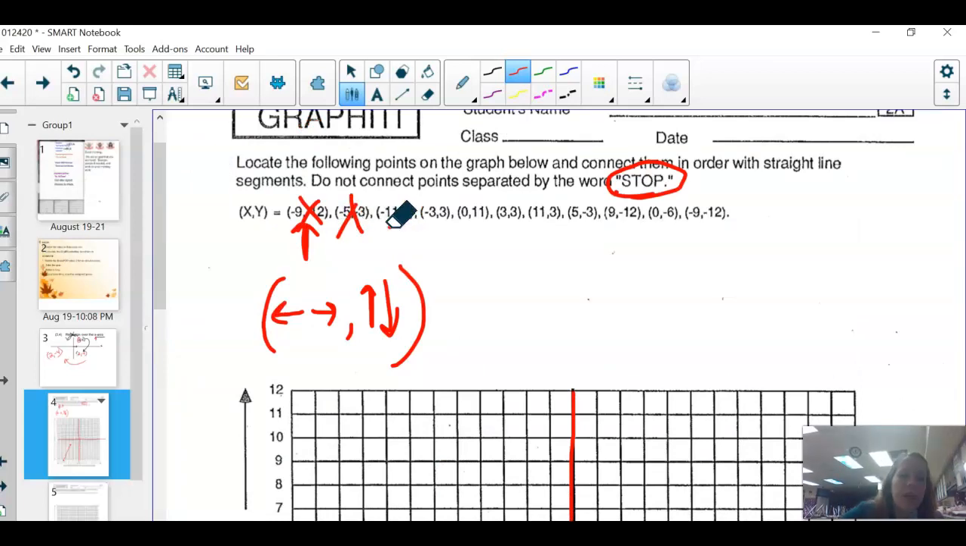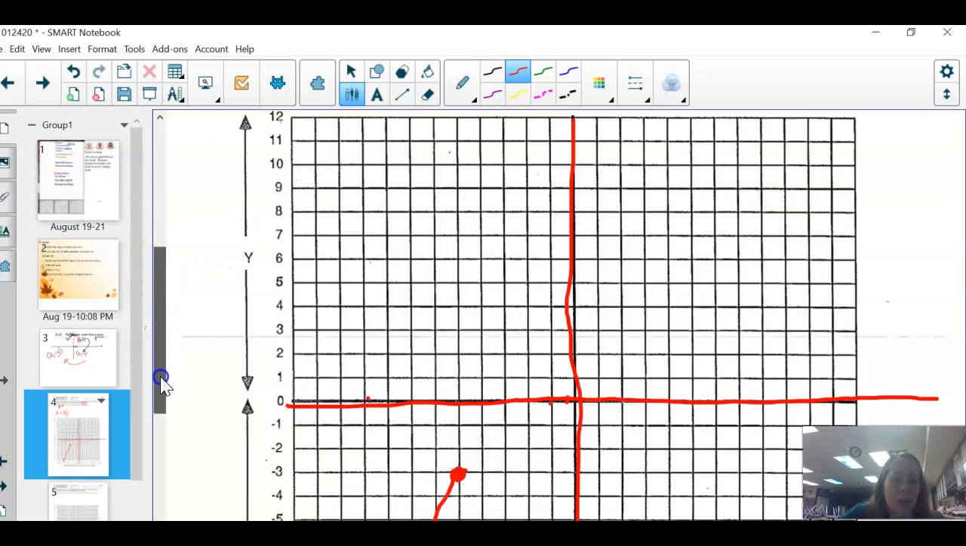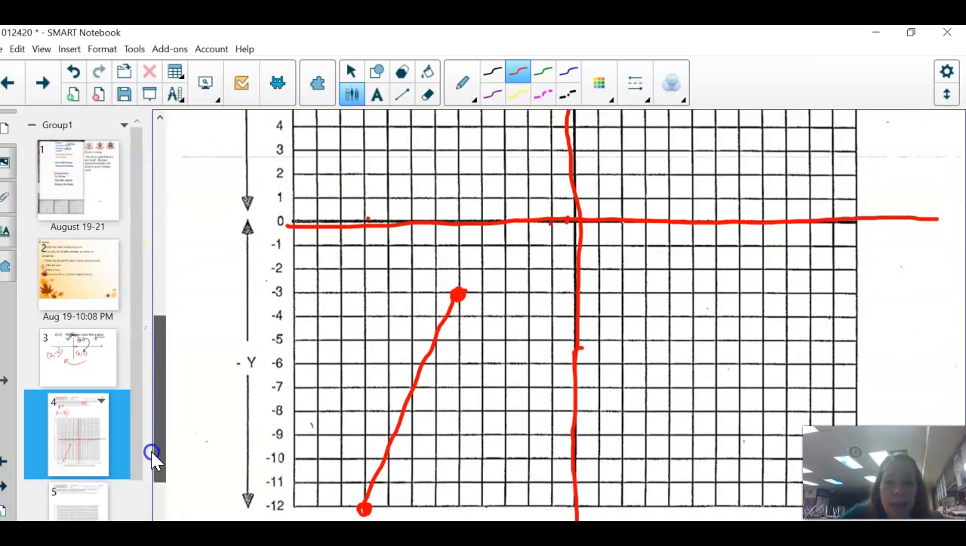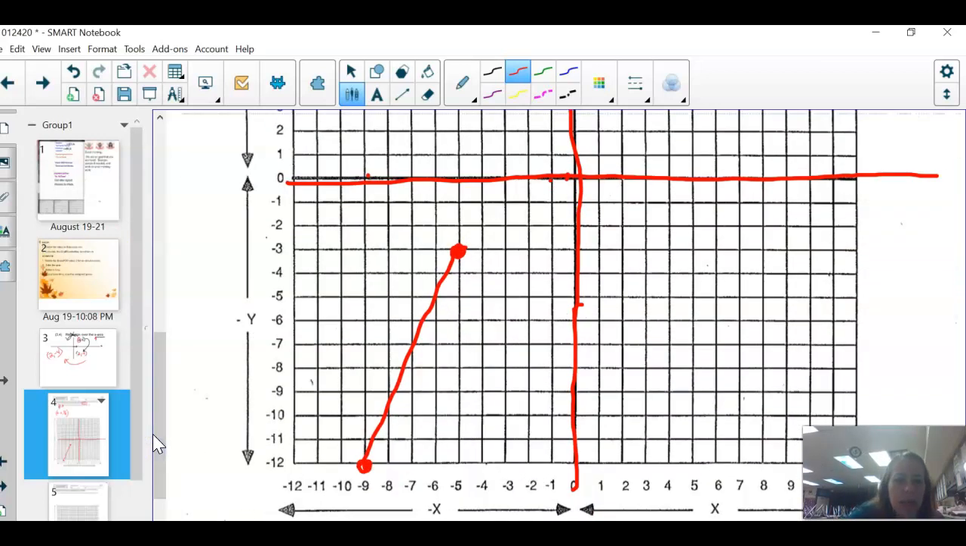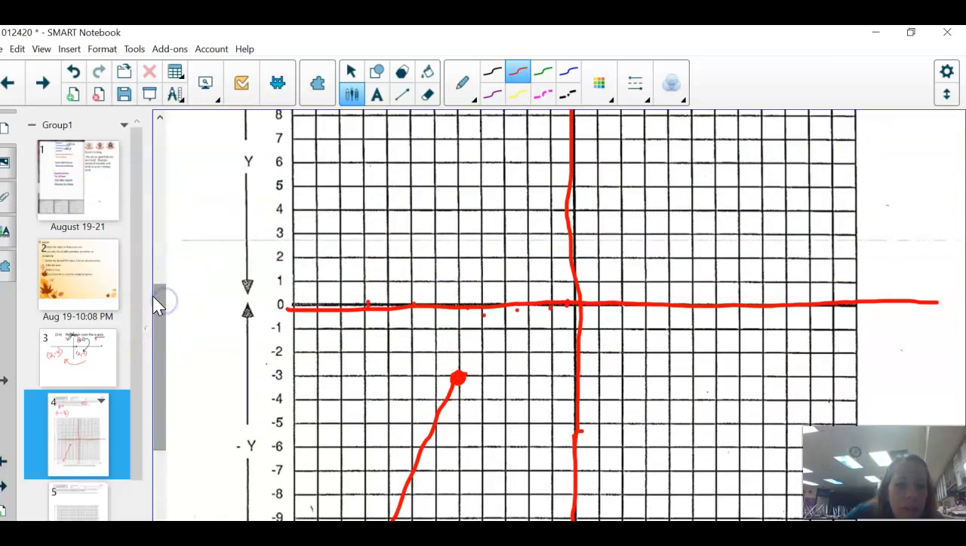Okay, negative 11, 3. So I have negative 11, 3. So negative 11, 1, 2, 3, 4, 5, 6, 7, 8, 9, 10, 11. But this time, I'm going to go up 3 because it's positive. 1, 2, 3. I'm in quadrant 2.